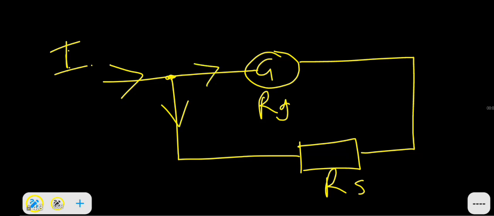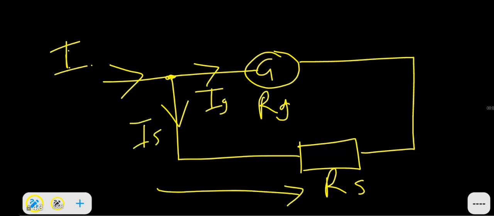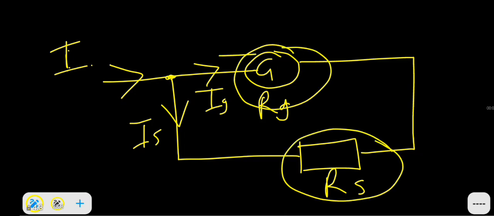The one that goes like this here is called Ig. Not Instagram. So Ig, that's what it's called. Then the one that comes down here like this is called Is. You know that it's Is because this is the shunt. And you know that this one is Ig because this is the galvanometer part, and this is the shunt resistance part. So you have Is.